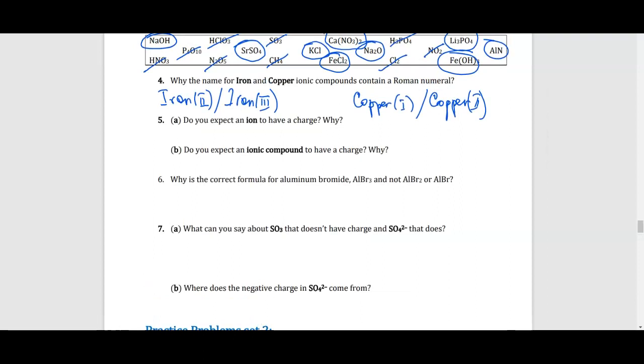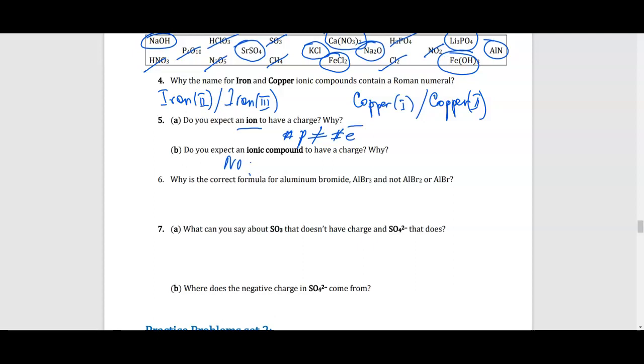Do you expect an ion to have a charge? Why? Yes, an ion always has a charge because the number of protons is not equal to the number of electrons. Do you expect an ionic compound to have a charge? Why? No. An ionic compound doesn't have a charge. Why? Because the positive charge is balanced with the negative charge, so that's why it's neutral together.